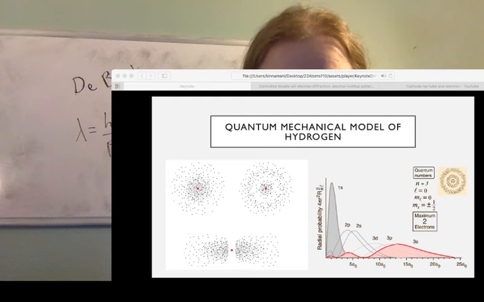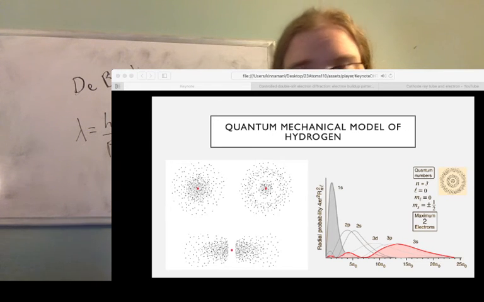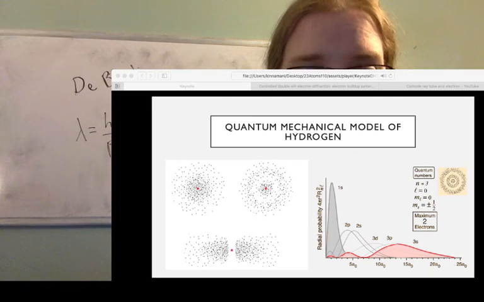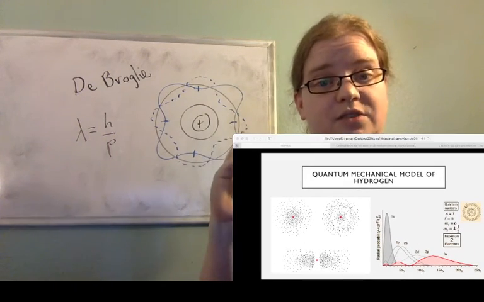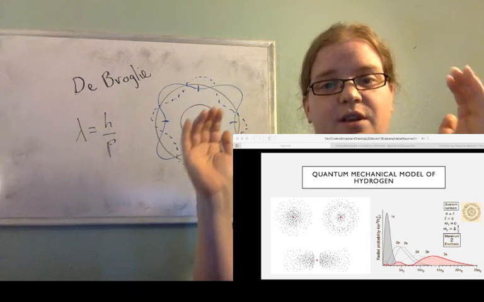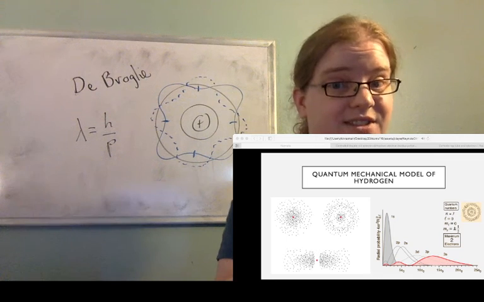So on the left, that top left picture, you've got the red dot in the middle, that's your nucleus. And then the black dots represent where you are likely to find the electron. So it does not represent an electron, it just represents probability. If you measure, where are you likely to find it? Well, you're likely to find it kind of in the middle. And that is actually the ground state of hydrogen. So that was our smallest orbit, and we're most likely to find it closest to the middle.